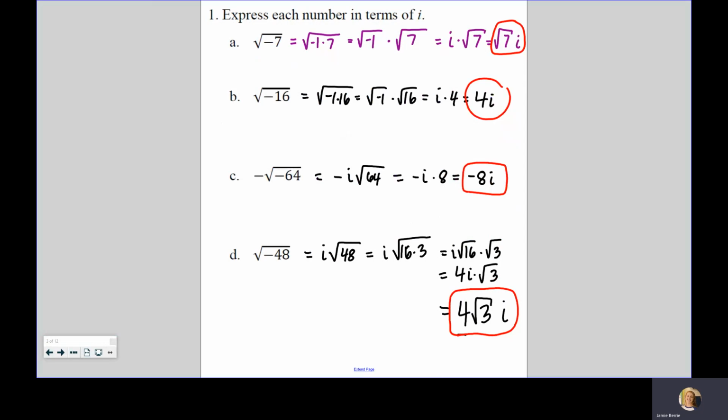Okay. All right, so now that we are comfortable writing expressions in terms of i, let's look at some more complicated operations with i.